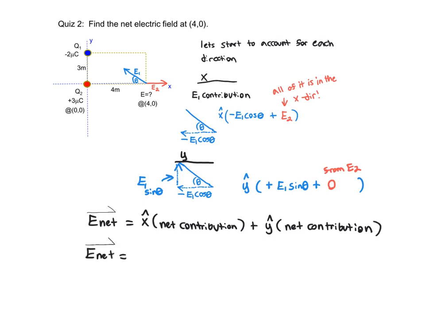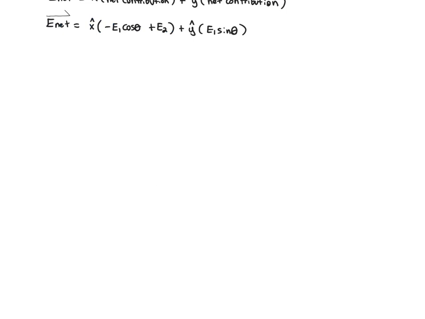So looking for all of E net, it's going to be all of the x with the contributions from E1 and E2, and then the y contributions from E1 and E2, which we found up here. So now we're just combining for the E net. You can see E1 cosine theta, E2, E1 sine theta. So now let's actually solve for E1 and E2.